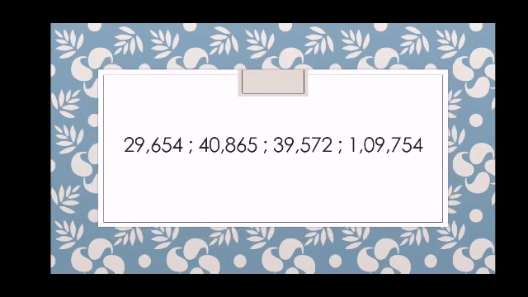For example, here you can see some numbers: 29,654, 40,865, 39,572, 1,09,754. So, first of all, we will check which number is smallest as we write from smallest to greatest in ascending order. तो सबसे छोटा नंबर कौन सा है इसमें?